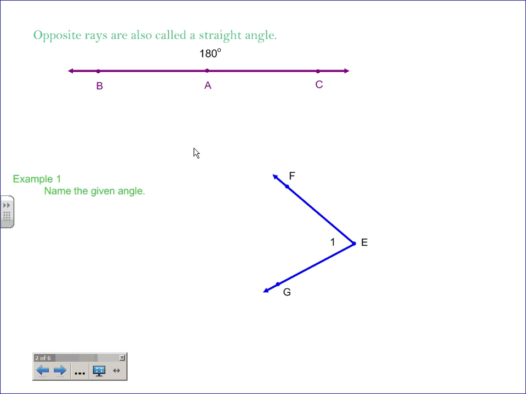So here it says example 1. So let's name this particular angle right here. Well, I'll get you started. We'll go angle 1, because again, we should all be looking at the right spot. That's one way you can name it, right? How about another one? Yeah.